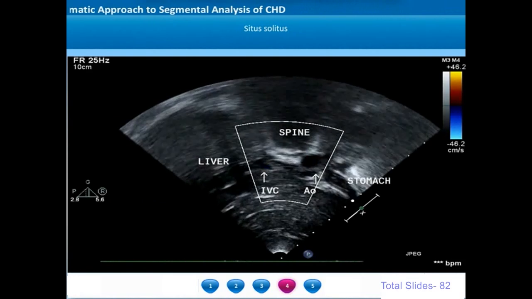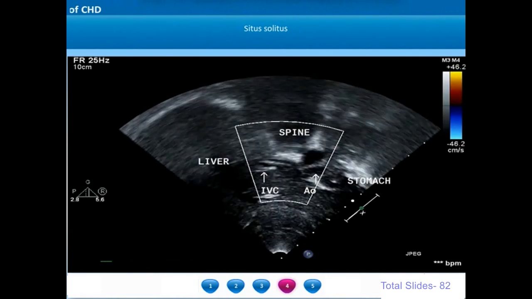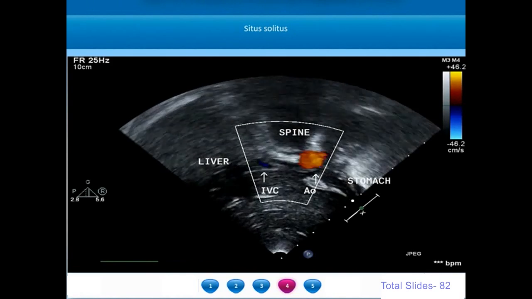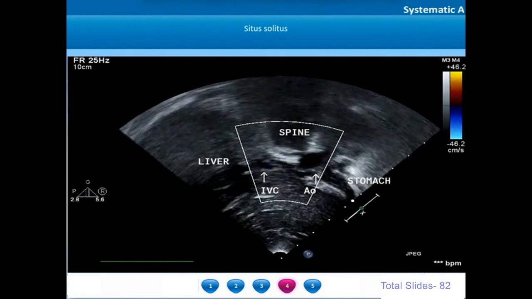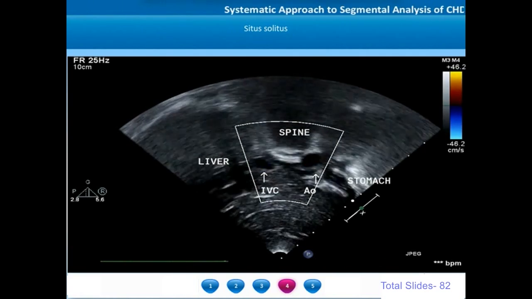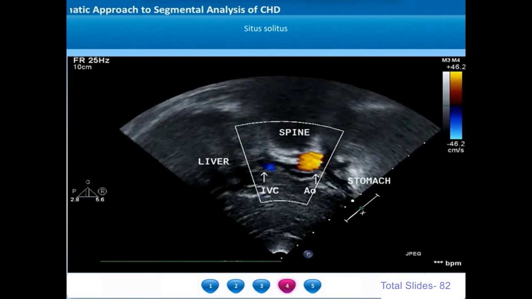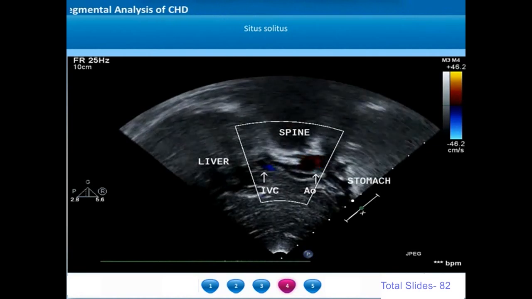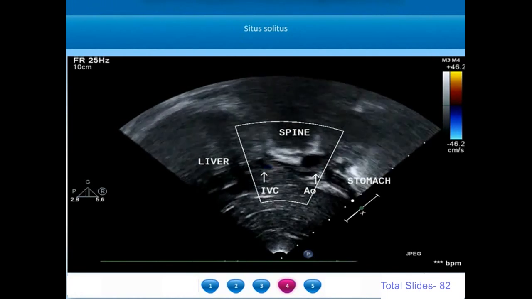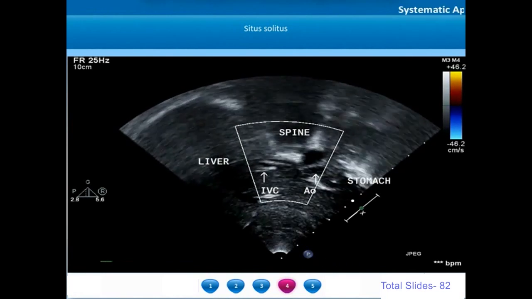A subxiphoid view of a cross-section of the abdomen will show that the aorta is lying on the left side and the inferior vena cava on the right side. In relation to the spine, the abdominal aorta will be a little bit more posterior to the plane of the inferior vena cava. We can appreciate the entire liver mass on the right side and the stomach bubble on the left side.